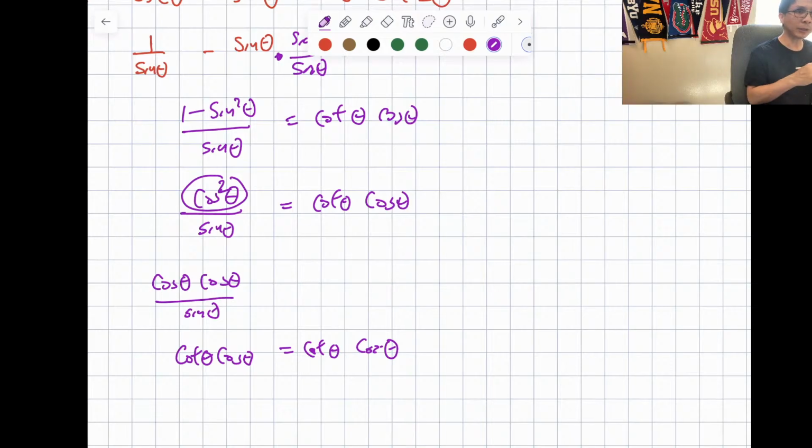Don't work on the right side. Just stay on one side first. So usually you work one side at a time. You do not work both sides at the same time, and you do not subtract both sides or multiply both sides. You just strictly work on one side. You're proving one side is equal to the other side. That's how you establish your proof.